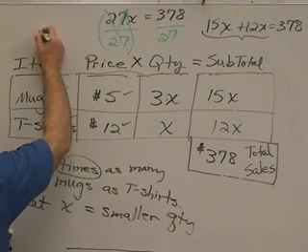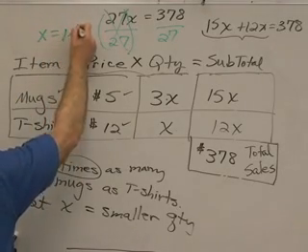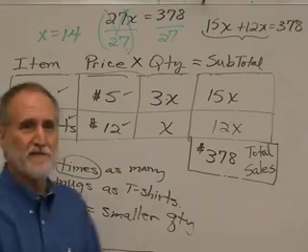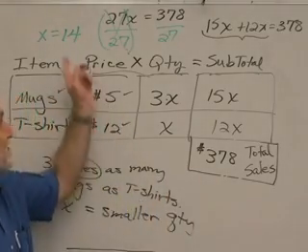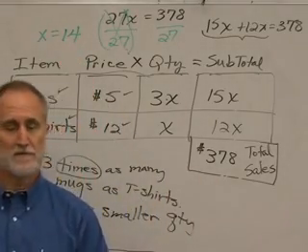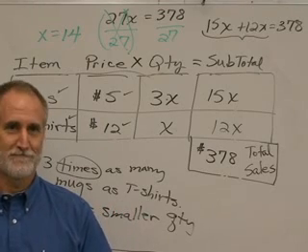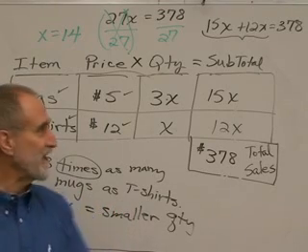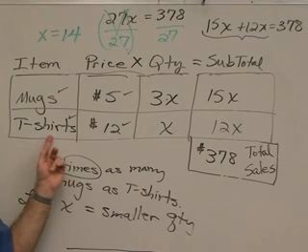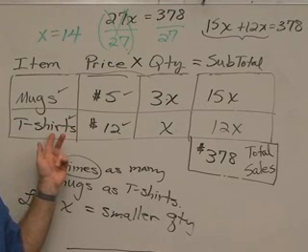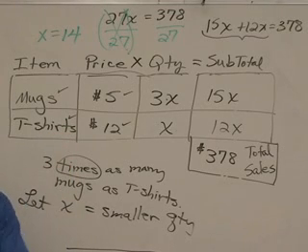So x is 14. By the way, if you work one of these invoice problems and you don't get a whole number, start over. It is wrong. We can't have 14.3 t-shirts that we sold. Okay, it's either 14 or it's 15. We're not going to sell a piece of a t-shirt.